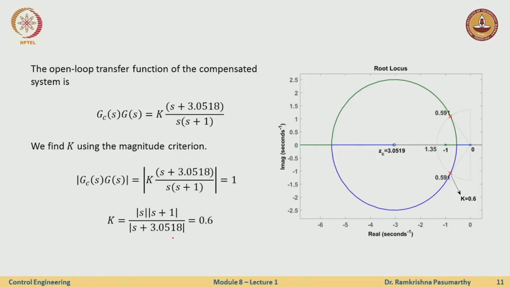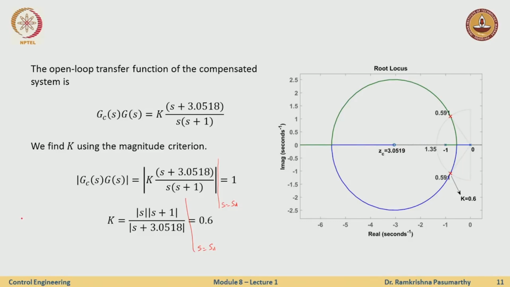This K can be computed by again looking at the gain contribution at S_T. So all these are evaluated at S equal to S_T. This is also evaluated at S equal to S_T. Again, these are just simple computations.